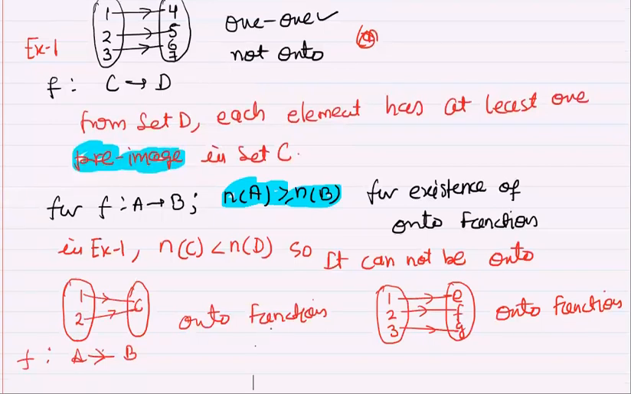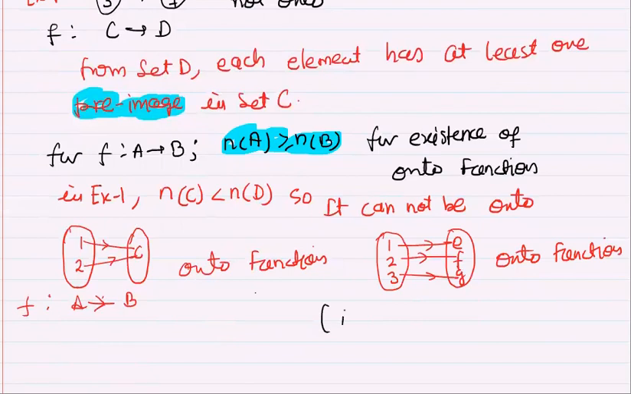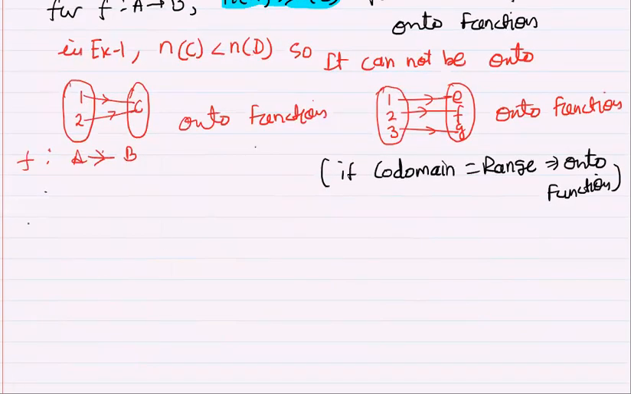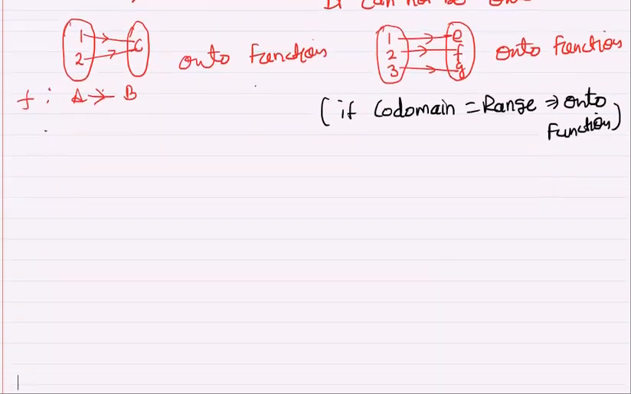In other words, if codomain is equal to range, that implies onto function. So this is the shortcut to memorize this. Okay, so this is the onto function, and now we discuss part E. What is part E? Is the function invertible or not? Invertible function.